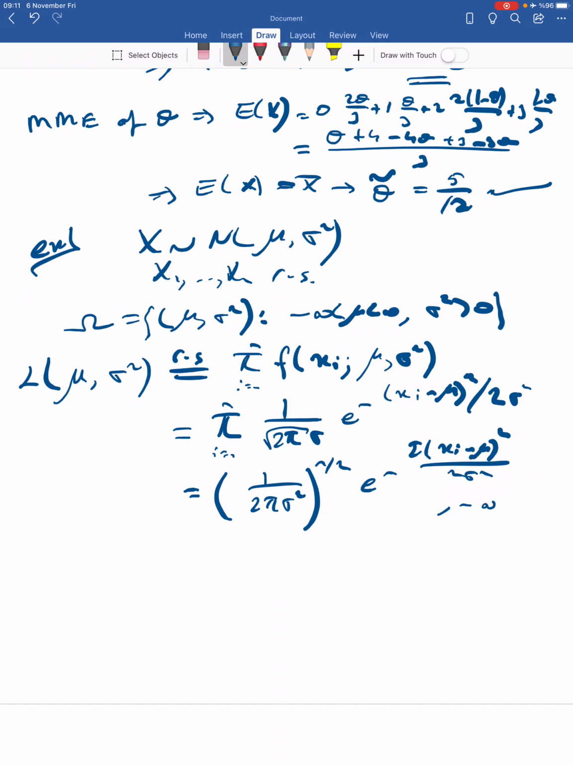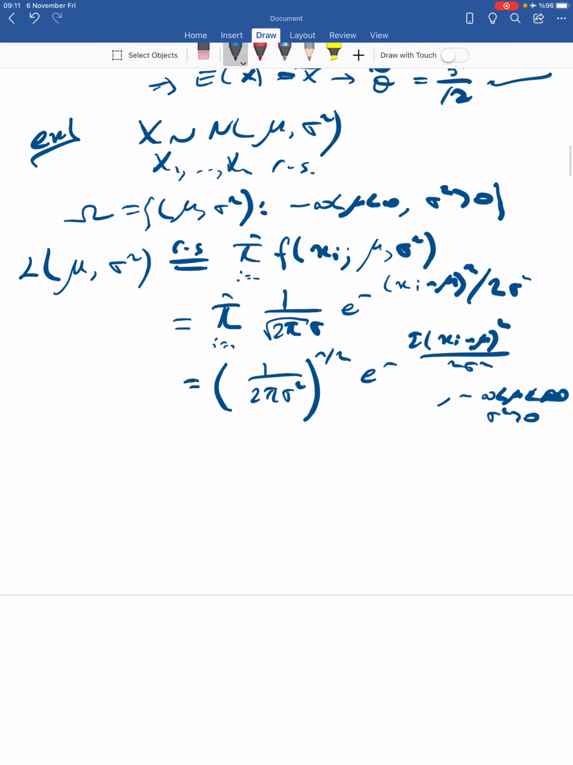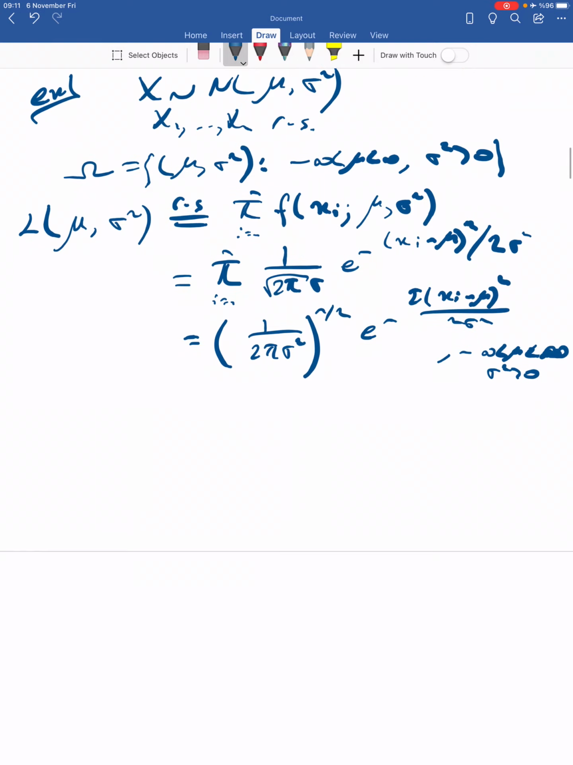And we know the range of mu and sigma square. Since the likelihood function is a function of parameters, you have to give the range of the parameters where this function is defined for the unknown parameters. Okay, so we have 2 unknown parameters, so we have to differentiate our likelihood function twice. So we have to get the partial derivatives now. First of all, before that, let's find the log likelihood function.